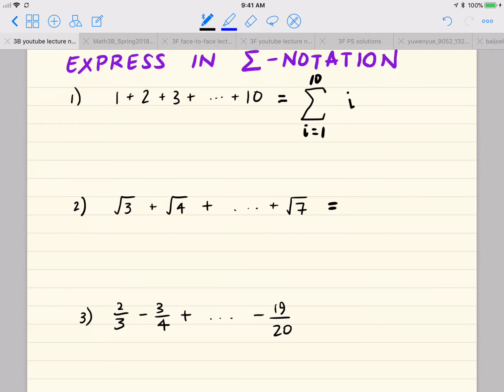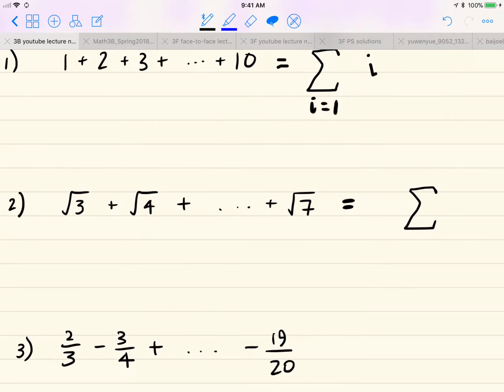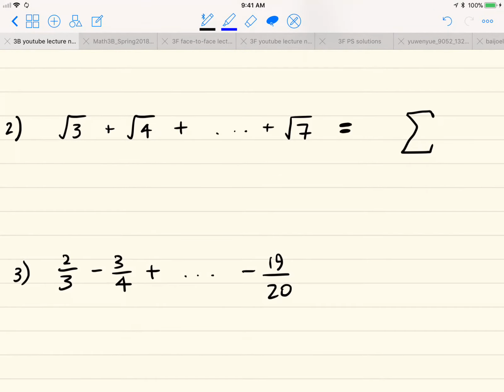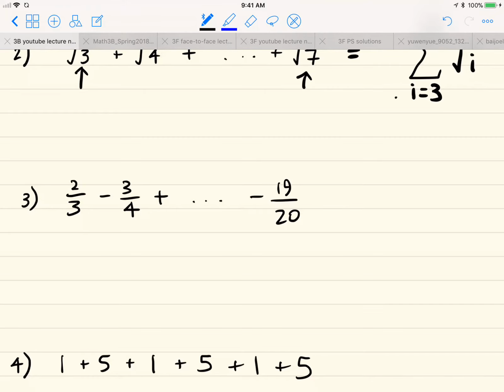Okay, let's do the second one here. Again, we're adding, and what we're adding we could just write as the square root of i. And i starts at 3, and it stops at 7. So that's one way to say this: we're going to add the square root of i, where i starts at 3 and stops at 7.